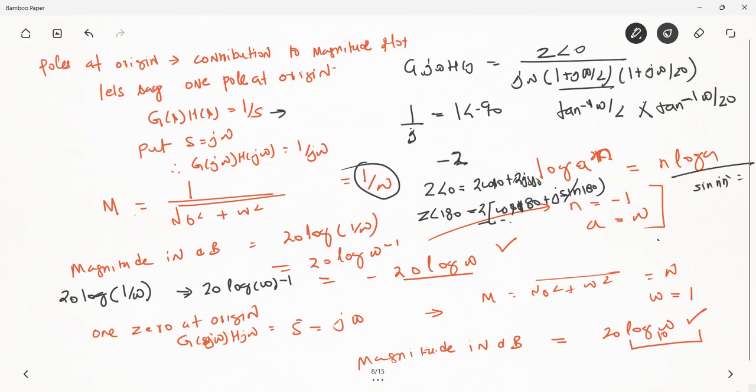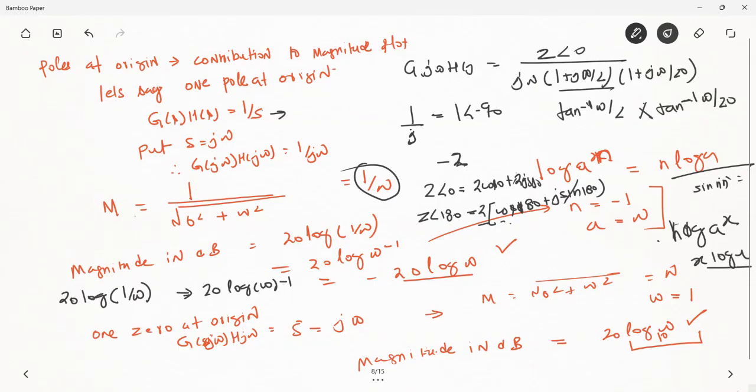And you know log a to the power x can be written as x log a, right? So here also I have written the same thing. The x value is equal to minus 1, and the a value is of course omega. So you have seen what is happening. If I take this down here, it will give me minus 20 log omega, right? Minus 20 log omega.